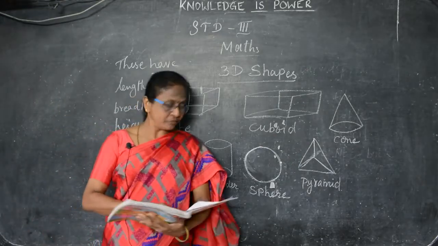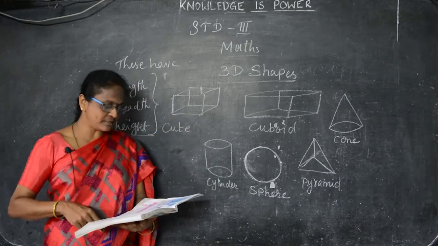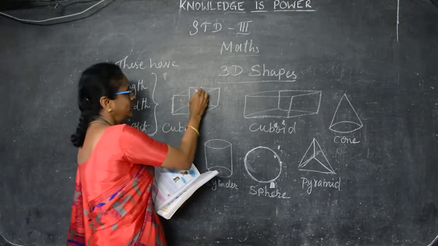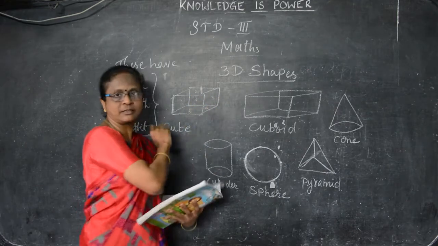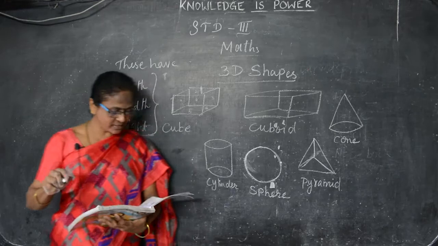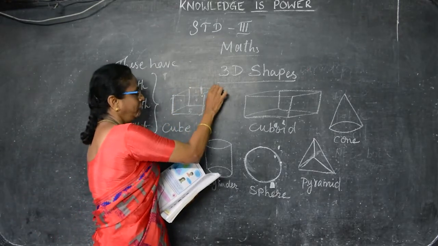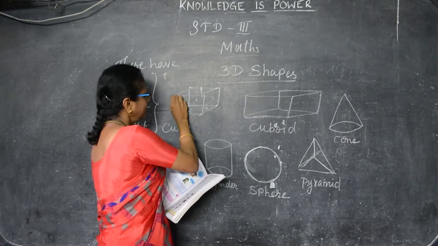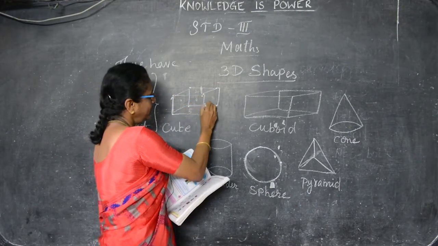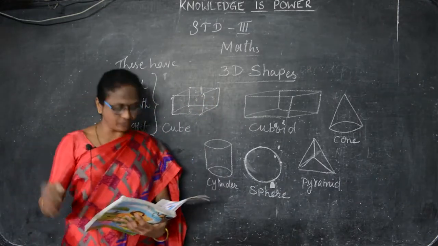A cube is a solid shape made of squares. Only squares are joined. So this solid shape has 6 faces: 1, 2, 3, 4, 5 and 6. So a cube has 6 faces and 12 edges: 1, 2, 3, 4, 5, 6, 7, 8, 9, 10, 11, 12. So 12 edges, 12 corners and 8 vertices.